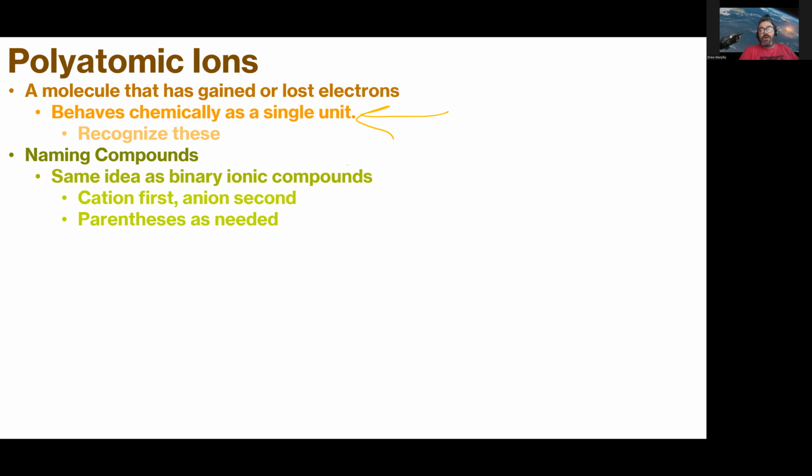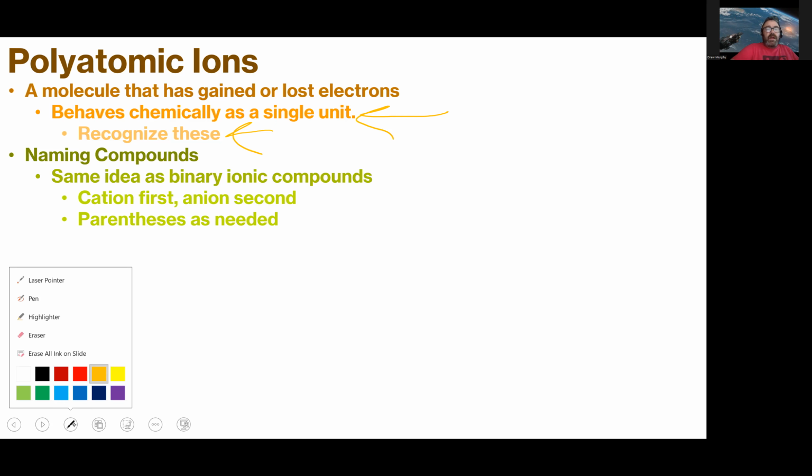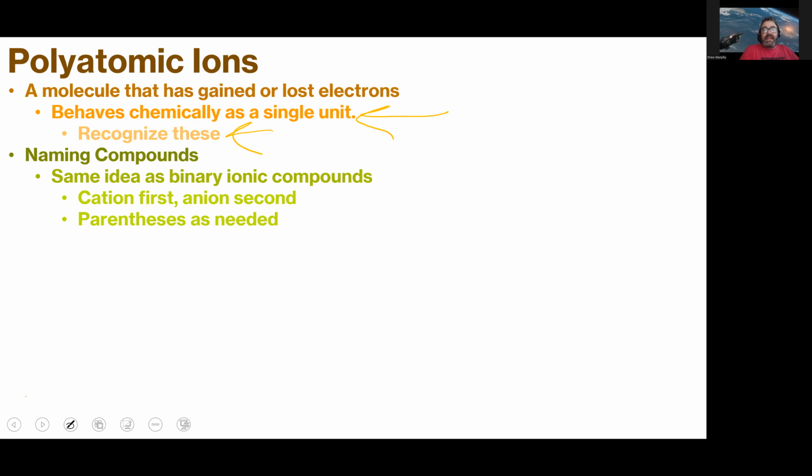Now the important part here: chemically, these behave as a single unit. So when we're thinking about doing formulas and we start doing reactions, the fact that the polyatomic ion will stay together and act as one thing is going to be very important for us. So part of our goal is going to be, can we recognize polyatomic ions?